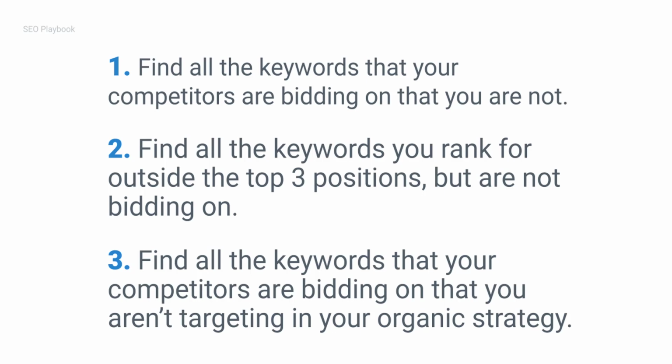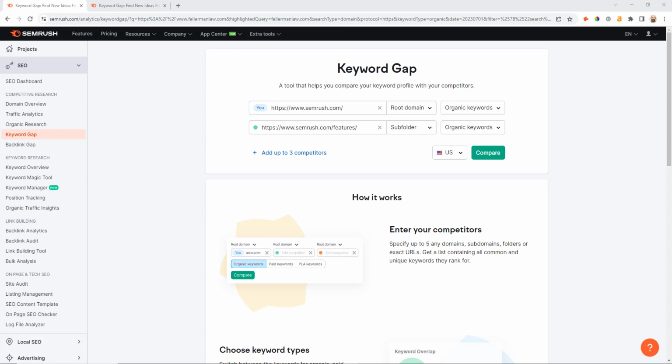And these are areas where you may need to provide some paid air cover, or you could find all the keywords that your competitors are bidding on that you aren't targeting as part of your organic strategy. And this could highlight some higher intent keyword gaps. But we'll start here with the paid air cover example.